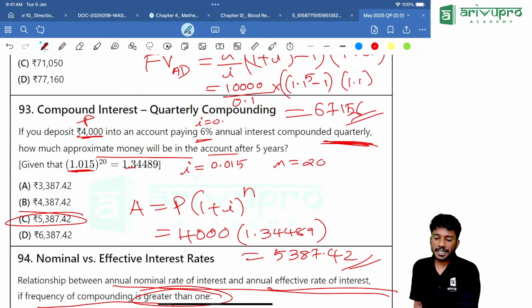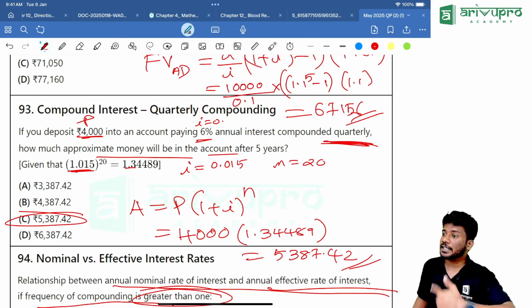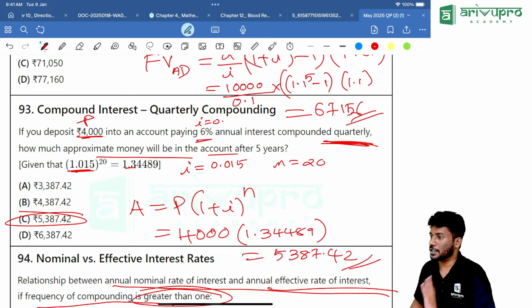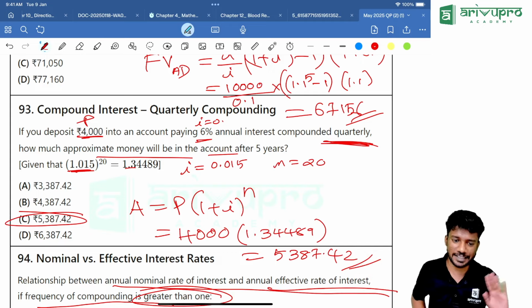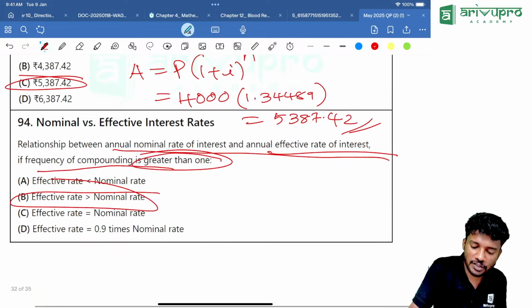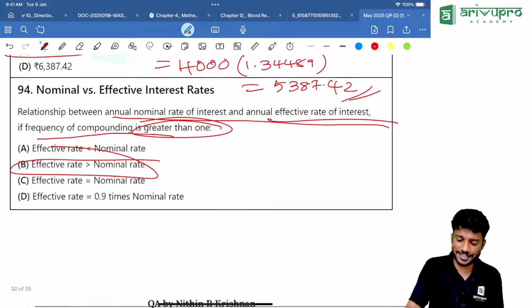Got it? Why did we take compound interest here? Because the money was already deposited. If regular depositing is happening, money regularly getting deposited, it is based on annuity. Otherwise, it is based on compound interest. Keep that in mind always. Got it?